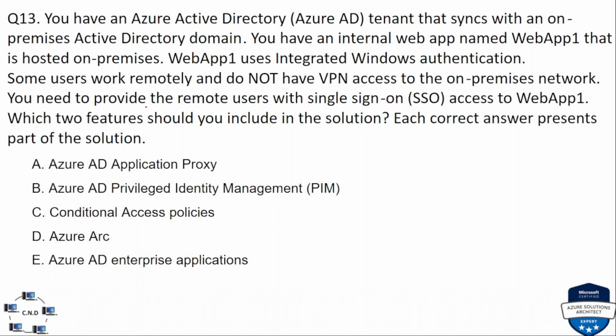Let's move forward to question number 13. You have an Azure Active Directory tenant that syncs with an on-premises Active Directory domain. You have an internal web app named Web App 1 that is hosted on premises. Web App 1 uses integrated Windows authentication. Some users work remotely and do not have VPN access to the on-premises network. You need to provide the remote users with single sign-on access to Web App 1. Which two features should you include in the solution? Each correct answer represents part of the solution.